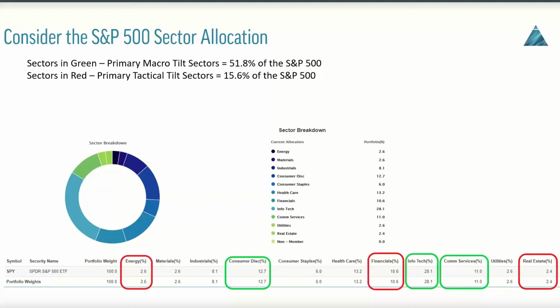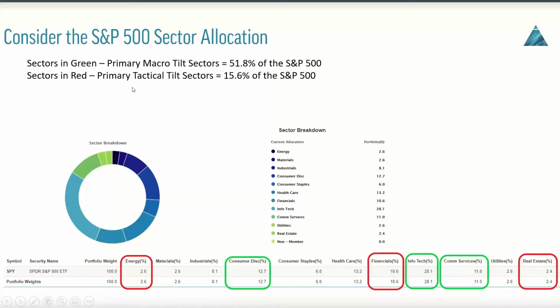So let's consider the S&P 500 sector allocation for a minute. Down here is a portfolio report, a sector breakdown diversification report out of our Zacks Advisor Tools platform. And I have circled in green at the bottom the primary macro tilt sectors. So consumer discretionary, information technology, communication services. Again, those are where Amazon, Google, Facebook, Microsoft, Apple, and Adobe reside. And you can see that those sectors represent 51.8% of the S&P 500.